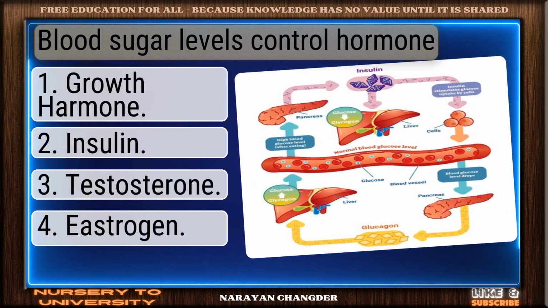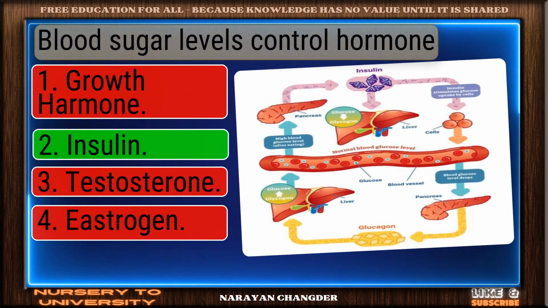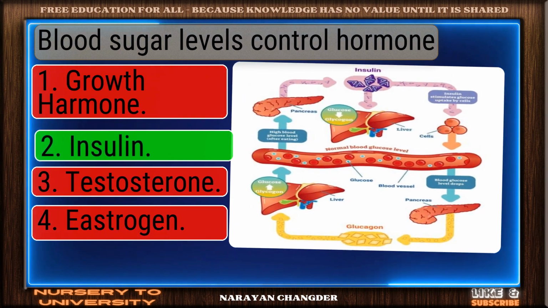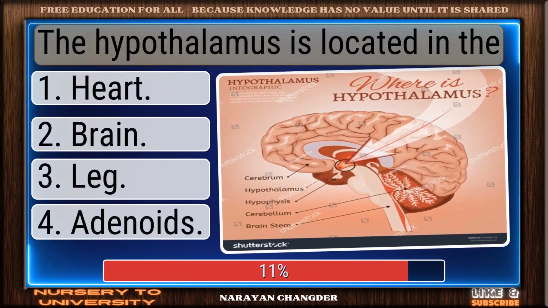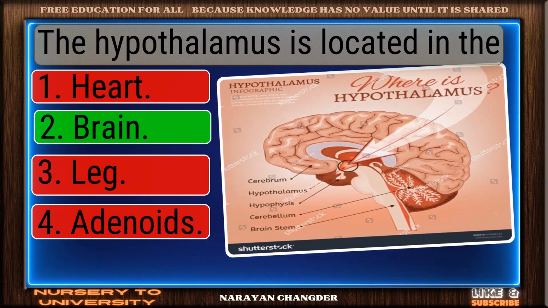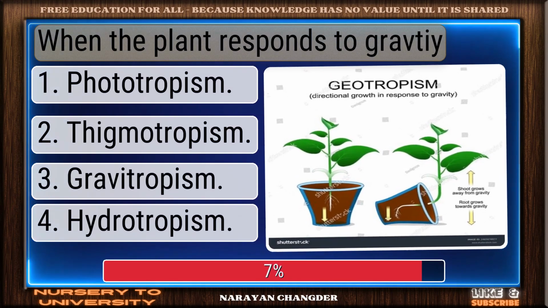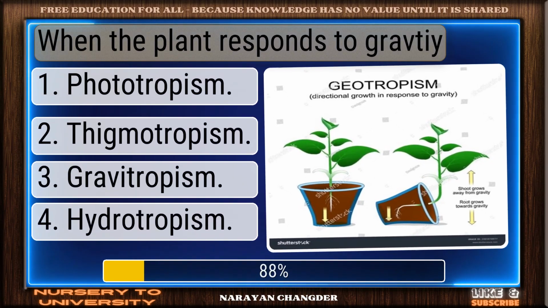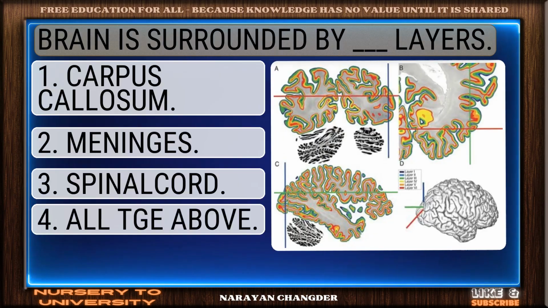Blood sugar levels control hormone. Solid response. Insulin is valid. The hypothalamus is located in the. Exactly. Brain makes sense. When the plant responds to gravity. Bravo. Gravitropism is the answer.